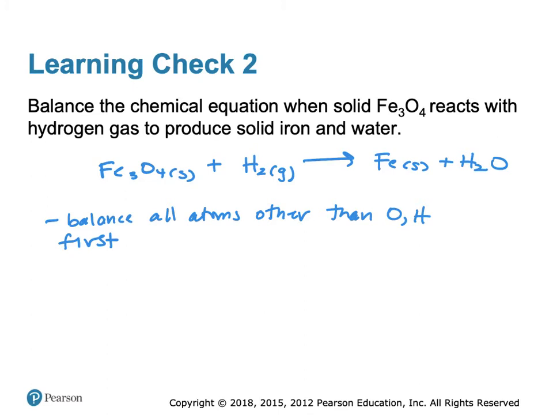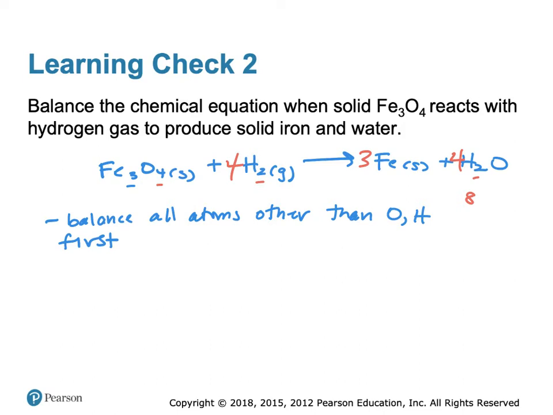So we see that we have 3 irons on the left. So we're going to need 3 irons on the right. Now, let's look at the hydrogens. The hydrogens are balanced, 2 and 2, but our oxygens aren't. So we have 4 oxygens here on the left, but only 1 on the right. So let's put a 4 in front of that water. Now our hydrogens are not balanced. So in order to balance the hydrogens, because this now says that we have 8 hydrogens on the right, we're going to have to put a 4 in front of the H2. Now we have a balanced chemical equation.